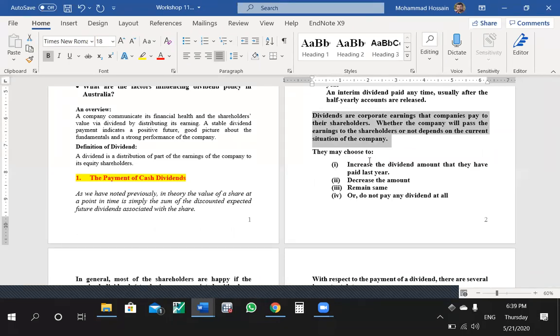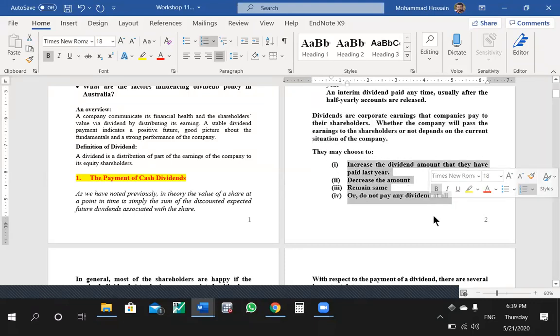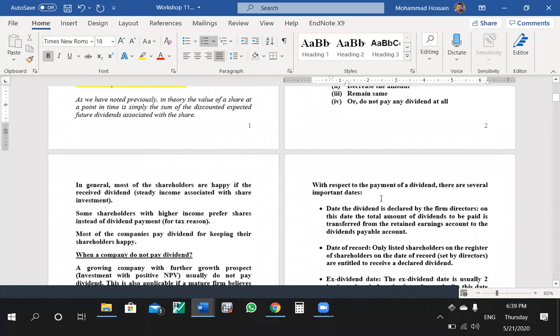When they give dividends to shareholders, they might go in four different ways. They might increase the dividend amount. They might decrease it. They might keep it as it is, constant or the same. And another option is that they decide not to pay any dividend at all. So it depends on the company's situation and the company's financial obligations too.